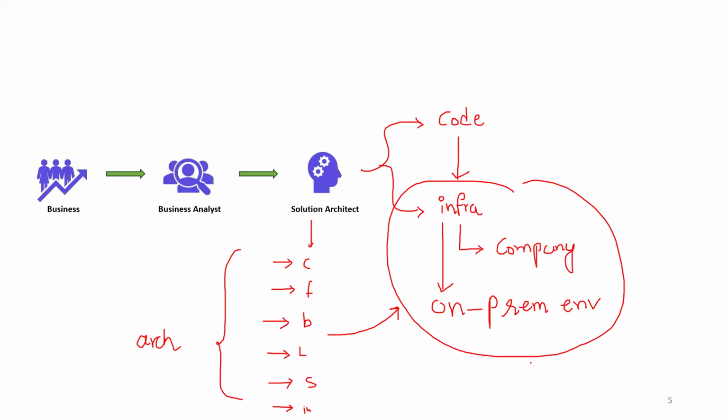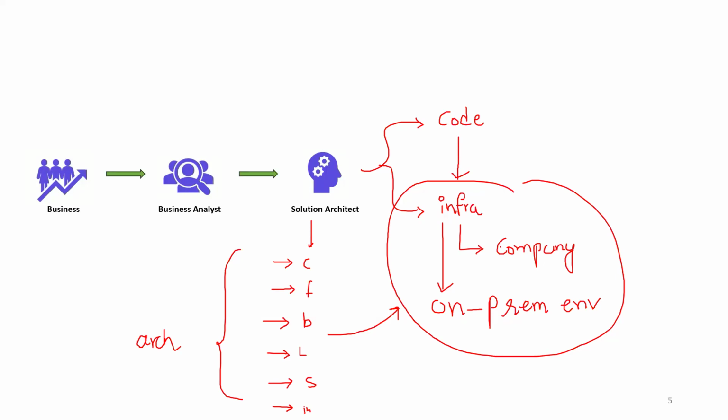If that entire infrastructure is already available in the company's data center or on-premises environment, the application team will directly deploy this code on top of this infrastructure. But most of the time, that entire infrastructure may not be available, so the code cannot be deployed on top of this infrastructure.